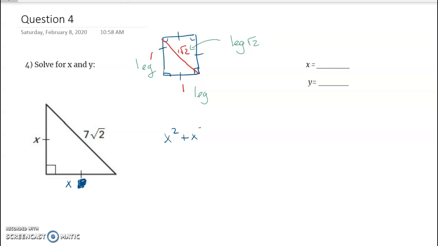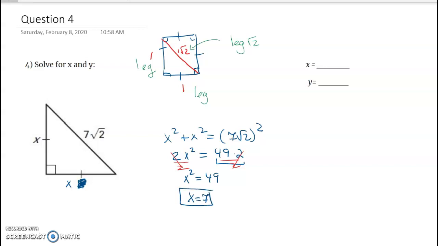I'm going to say x squared plus x squared equals 7 root 2 squared. So 2x squared equals 49 times 2. Remember, we need to square the 7 and the square root of 2. And x squared will end up being 49, right? Because if you think about dividing both sides by 2 here, the 2's simply just go away. And then if x squared is 49, x has to be 7. So I got my answer without memorizing any relationship, just by using Pythagorean theorem and understanding that my two legs are congruent because it's an isosceles triangle.